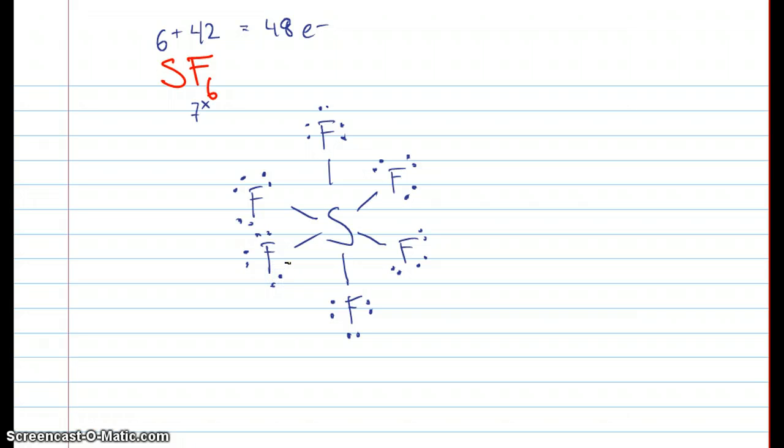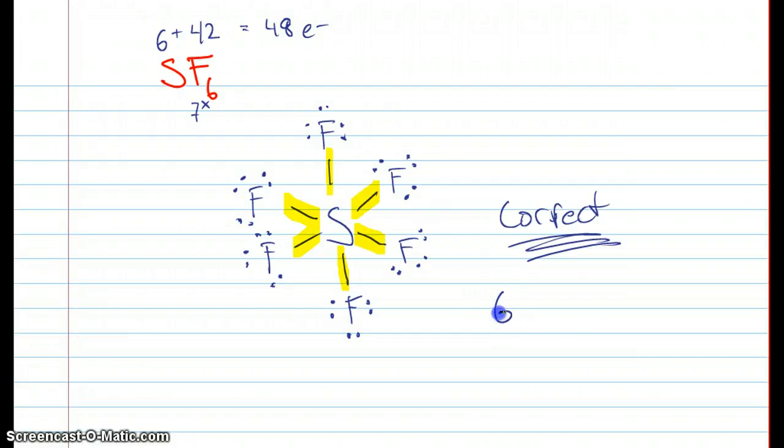So now that is our complete Lewis structure. And to count the electrons, you can just realize that there are 8 electrons around each fluorine, and there are 6 fluorines. 6 times 8 is 48. So we know this is our correct Lewis structure. Now we need to count electron domains around the central atom. There's one, there's one, there's one, there's one, there's one, and there's one. That means we have 6 electron domains.